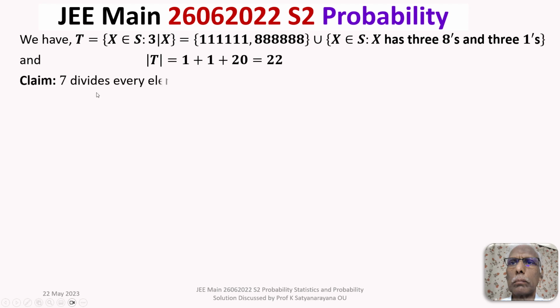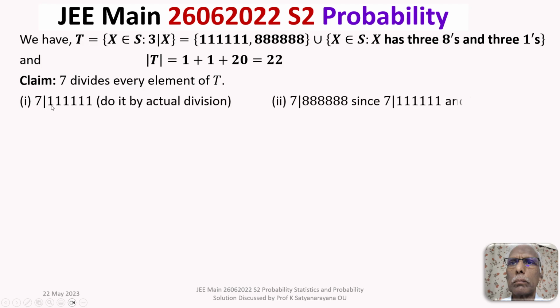Agreed. The claim that I make is 7 divides every element of T. So you take any element of T, 7 divides that one. So all the elements of T are divisible by 7. That's what my claim is. Let us see first. 7 divides 1 1 1 1 1 1. Now do it by actual division, and 7 divides this number. Otherwise, use the divisibility rule by 7, and 7 divides this number.